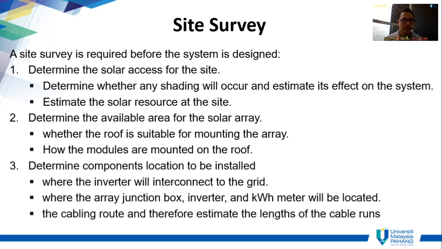Okay. Next thing is to determine the location of the components to be installed. Where should you put the modules? Which part of the roof are you going to install the modules? Where should you put the inverter? Where should you put the kilowatt hour meter? Where should you put the junction box? And so on. The critical part is how long the cable needs to be pulled from the PV modules until the inverter.